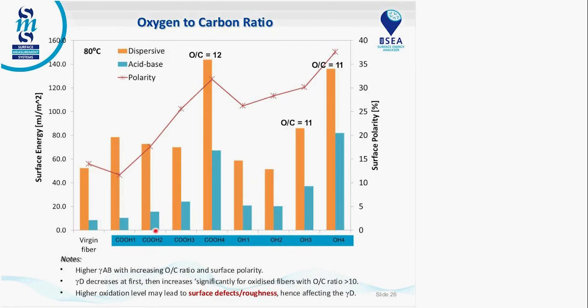And you can see a little bit more clearly, we've divided it. This is the dispersive surface energy in orange, and the acid-base portion. As we oxidize the fibers, we see an increase in the acid-base or polar surface energy. This is, again, for the carboxyl oxidation. This is for the hydroxyl oxidation here. Again, we make it more and more reactive as we oxidize the surface.